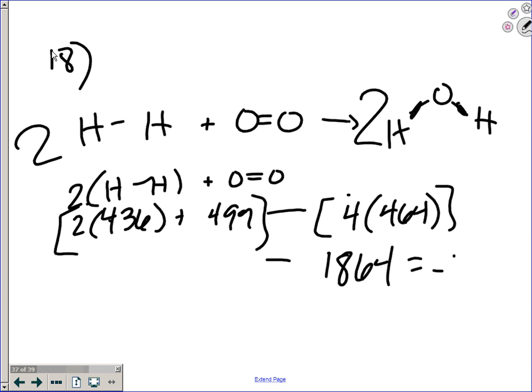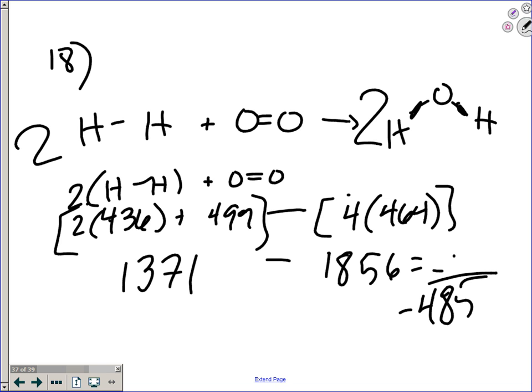Tell me this answer. Tell me this total sum. 1371. Okay, and then tell me the final. It's 1836. Negative 485. Yeah, that's what I got. C. All right. Those numbers are close, so you just have to watch for butterfingers. Negative 485. So it should be C. Watch your fingers. 19.